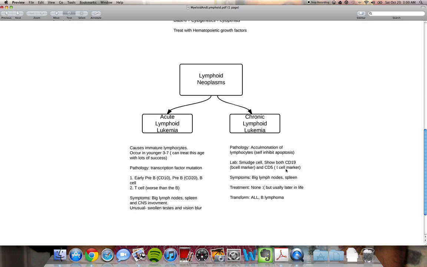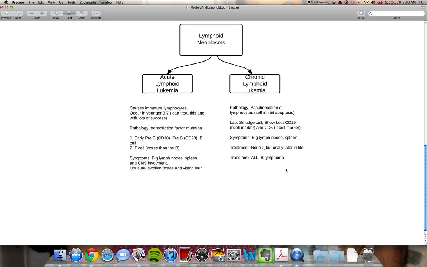Right? Now, the nice thing is the treatment, we don't have any, which is sad, but it usually hits people later on in life. So they usually don't die of this, but they can die with something else. And it can also transform into something worse, like acute lymphoid leukemia and B lymphoma.